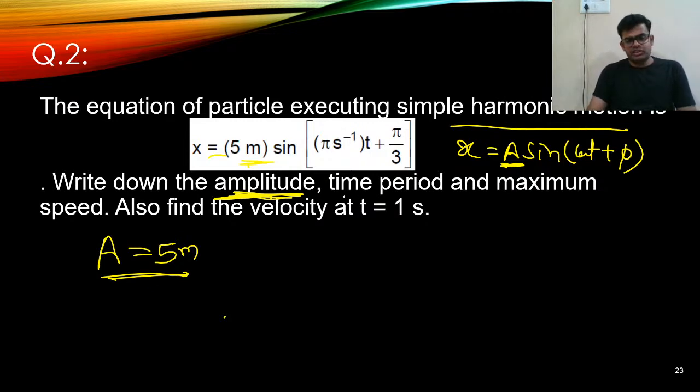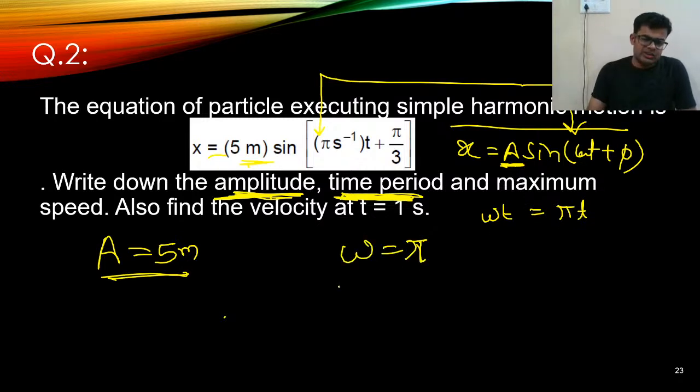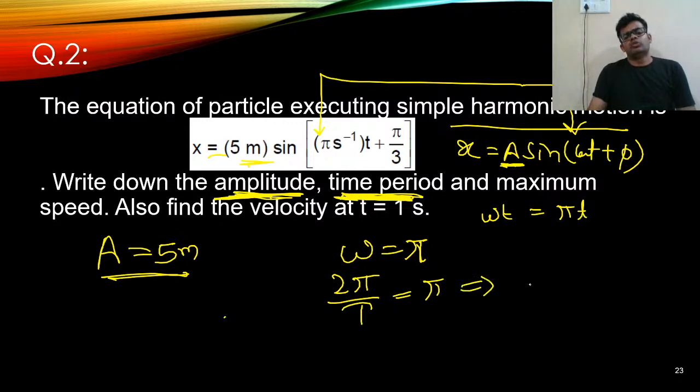Now, second question: time period. What will be the time period? So I know one thing. Compare both equations. This is omega, right? So omega t is equal to pi t, as given. So the value of omega is pi. And we know the formula of omega: 2 pi upon capital T. So with omega equal to pi, what is the value of the time period? That is 2 seconds. Are you getting it, my dear friends? So what is the time period for this?